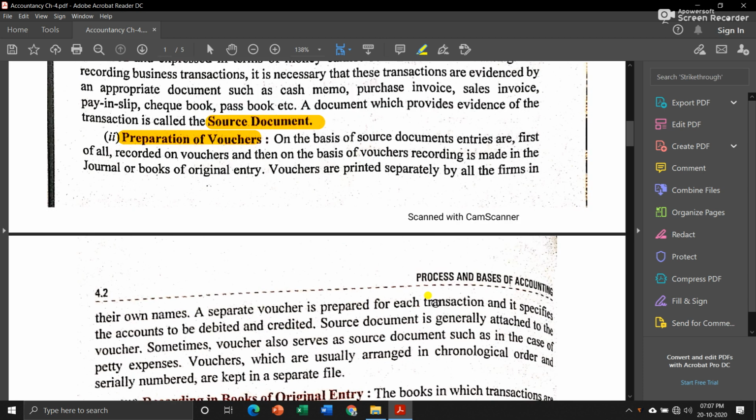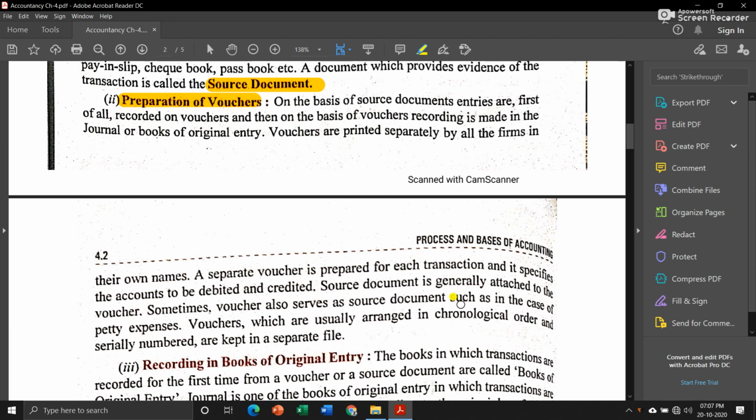And in that voucher we have to write the transaction, and after noting down the transaction, what we have to do is we have to get signature of the owner or anybody else in the business who has authority to sign in voucher. Now these vouchers are usually arranged in chronological order, means according to the date or time of the transaction, means whatever transaction took place first will be recorded first. And they are serially numbered. Each of the voucher will have serial number, and they are kept in a separate file for future reference.